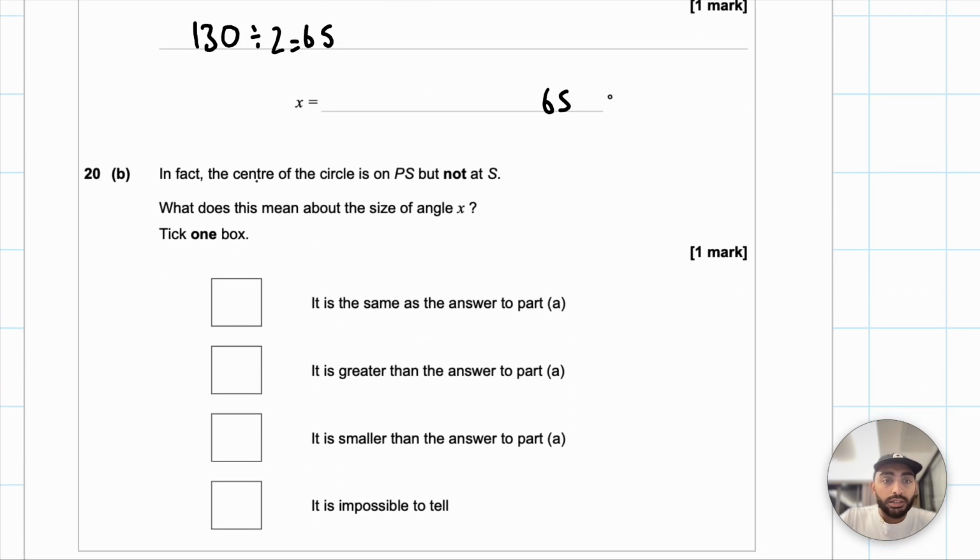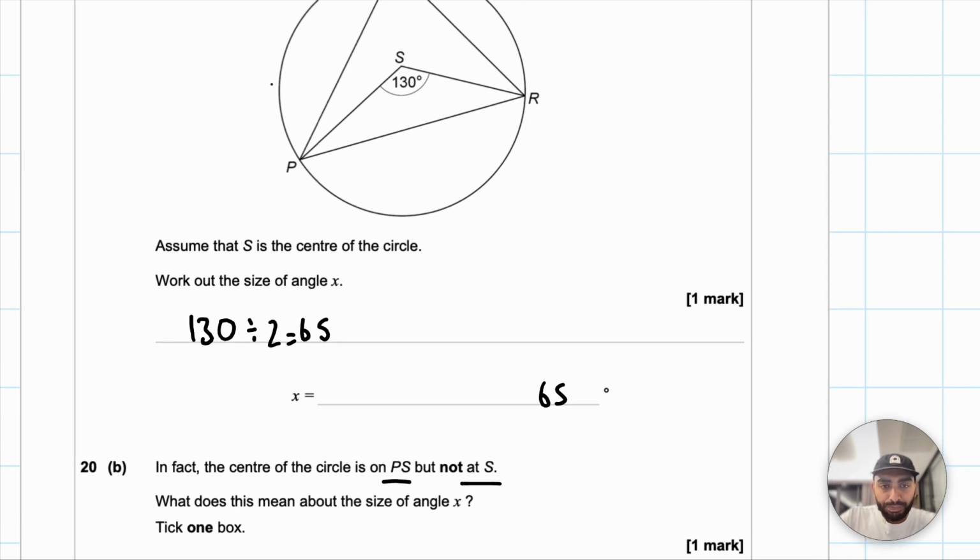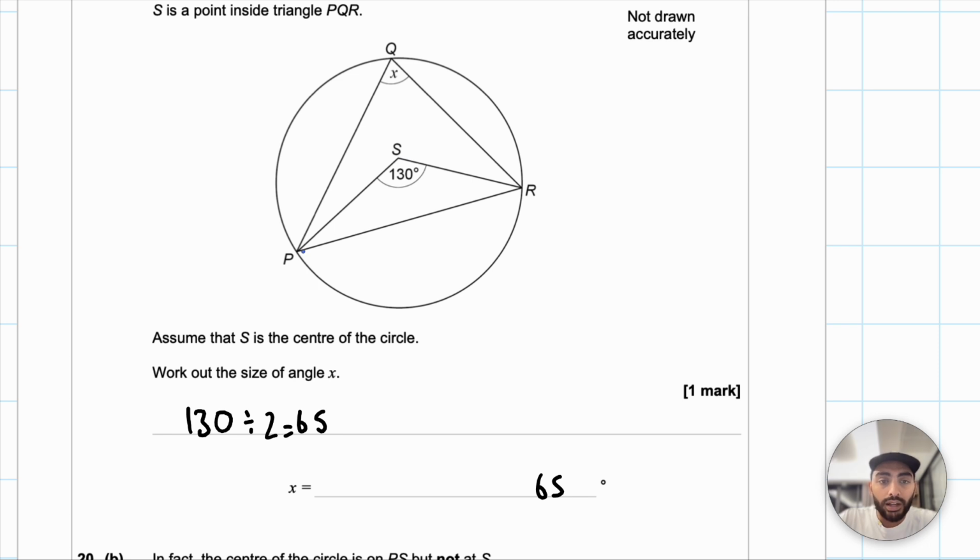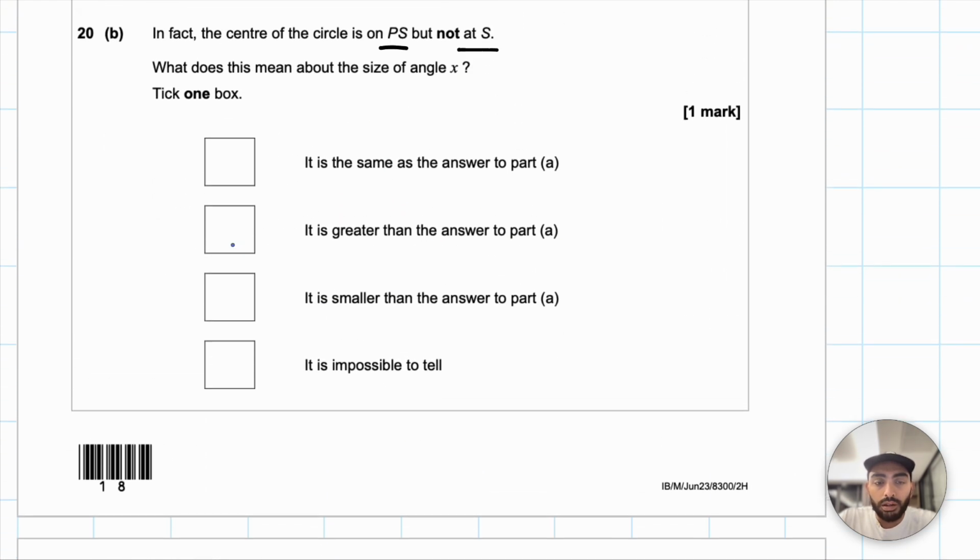Part B. In fact, the center of the circle is on PS but not at S. What does this mean about the size of angle X? Is it the same, greater than, smaller than, or impossible? It tells us that the center is not at S, it's somewhere along that line PS. So it could be, for example, over here. And if we draw a triangle at P, the new S and R, what's happened to the angles inside that triangle? This angle has stayed the same. This angle at our new SRP has gone a little bit smaller, so that means that this will have got a little bit bigger than 130. As this has become larger, this angle will also become larger. So the answer for this would be it is greater than the answer to part A.